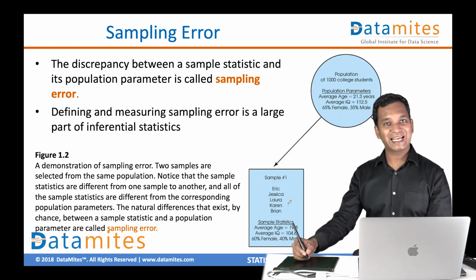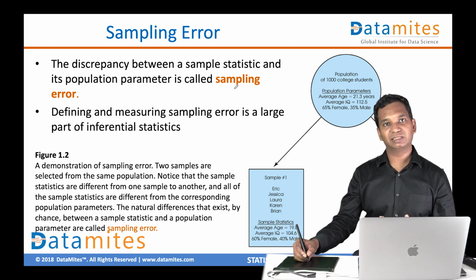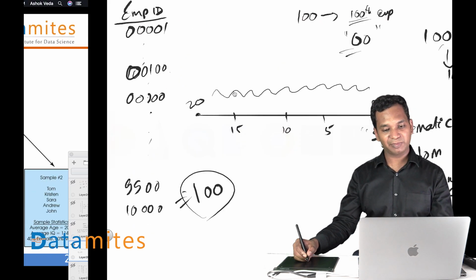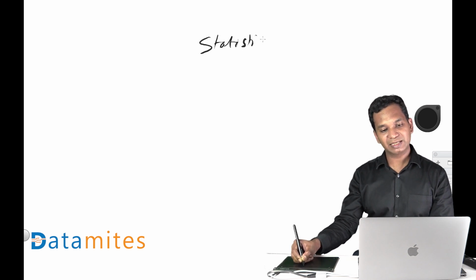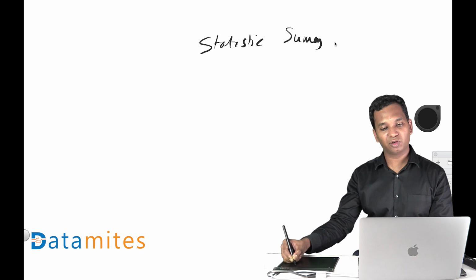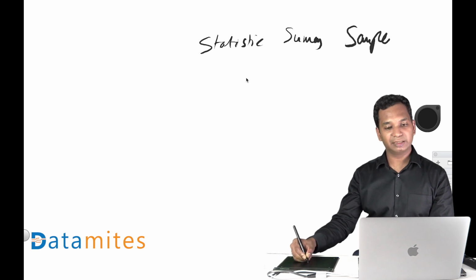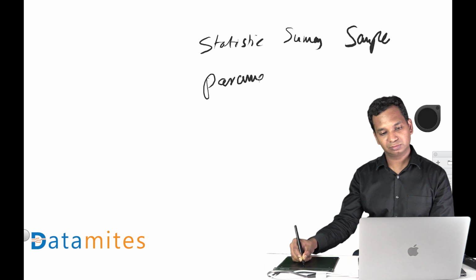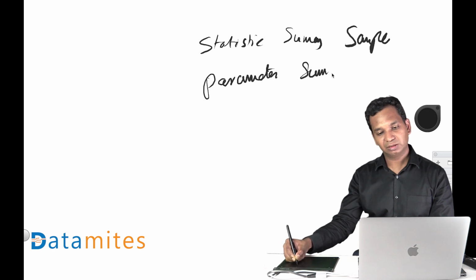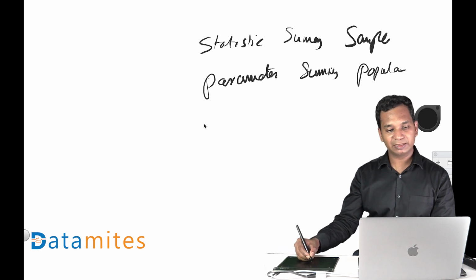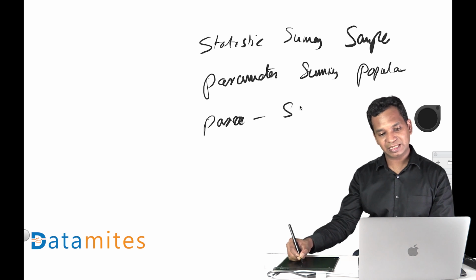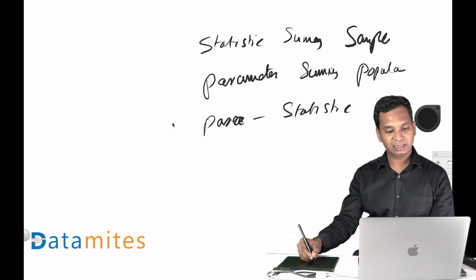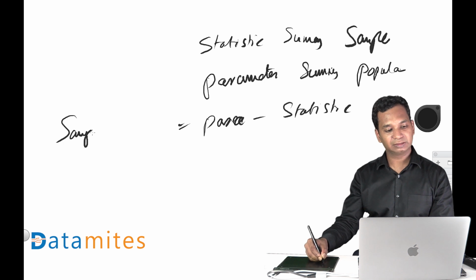Okay, one more slide. Sampling error. Sampling error is nothing but, as we know from our earlier discussion, statistic and parameter. Statistic is the summary of a variable of a sample, and parameter is a summary of a variable of a population. So if you take parameter minus statistic, we call this sampling error.